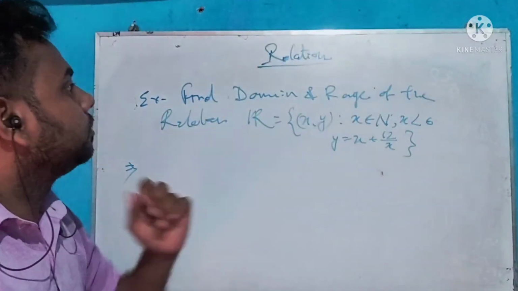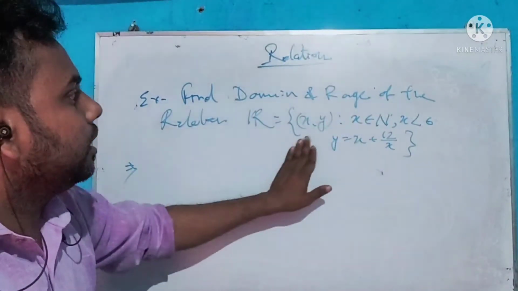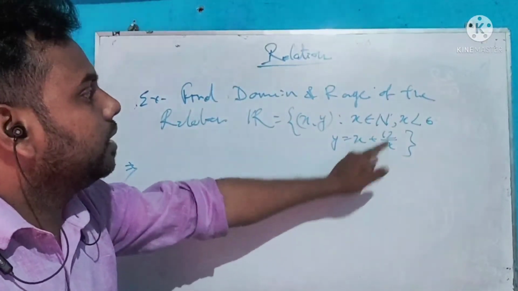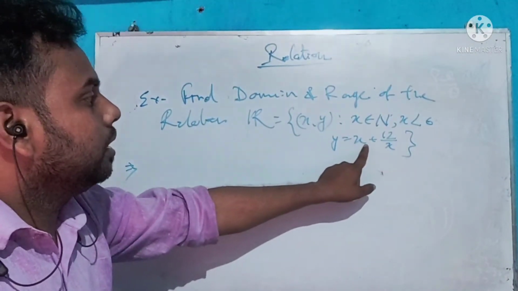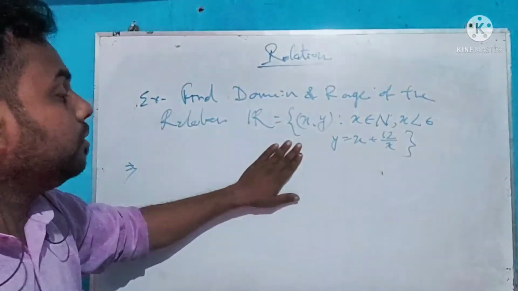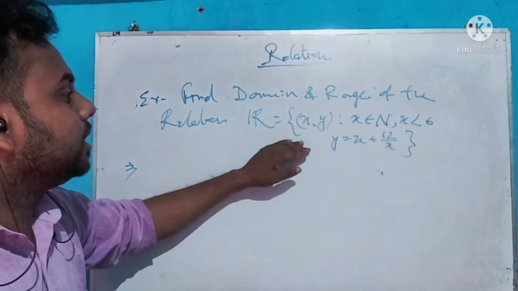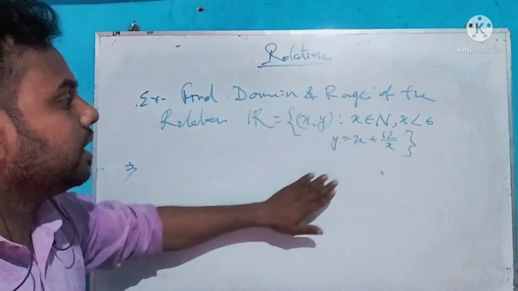So let us solve this problem. Here we have to find the domain and range, and the relation is given: R is the set of (x, y) such that x belongs to N and x is less than 6, and the relation is y is equal to x plus 12 by x. First of all, we have to transform this set builder form into roster form. Then we have to find the domain and range.